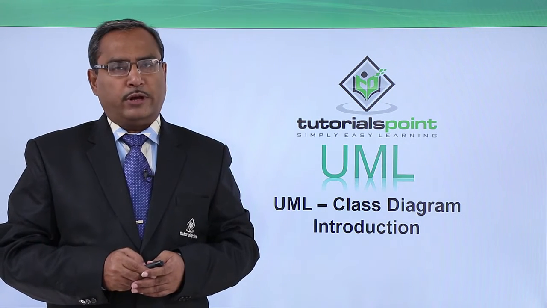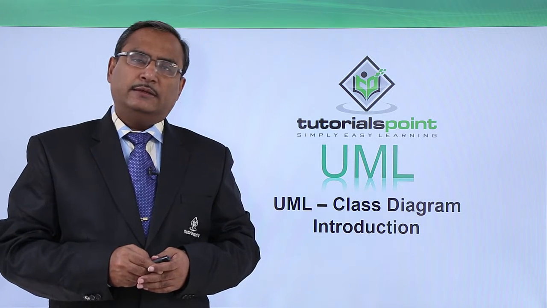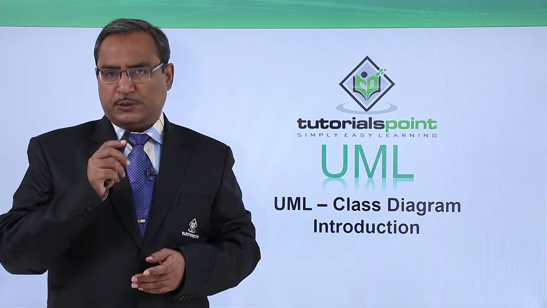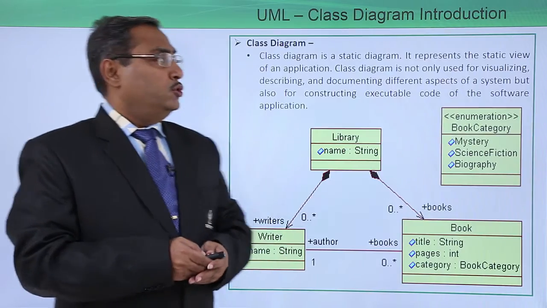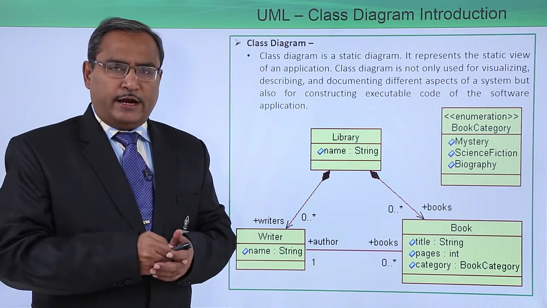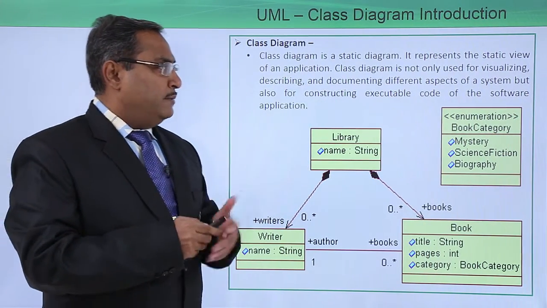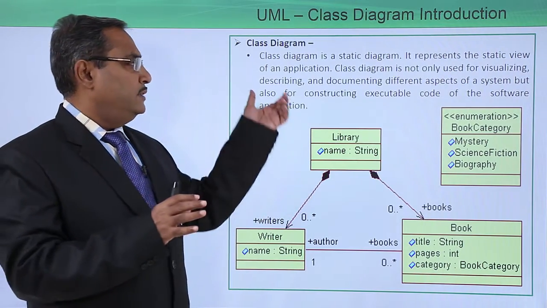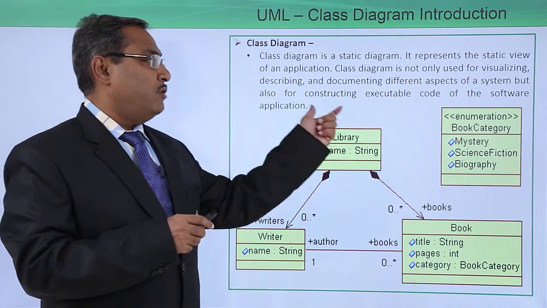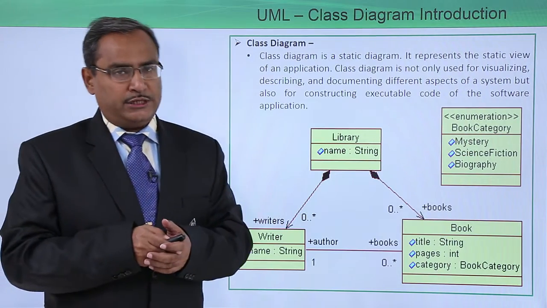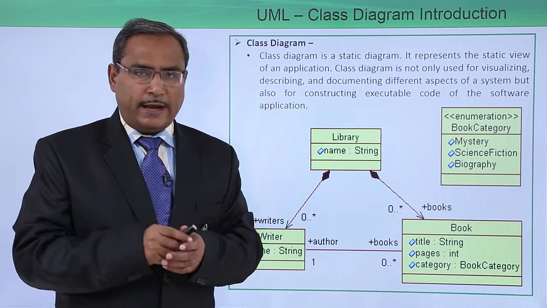UML Class Diagram Introduction. We know that in case of UML, we have multiple different diagrams. Like other diagrams, the class diagram has its special dedicated purposes in software application development. A class diagram is a static diagram which depicts the static view of an application. It is not only used for visualizing, describing and documenting the application, but also for constructing executable code of the software application. That's why the class diagram has a special purpose in UML.